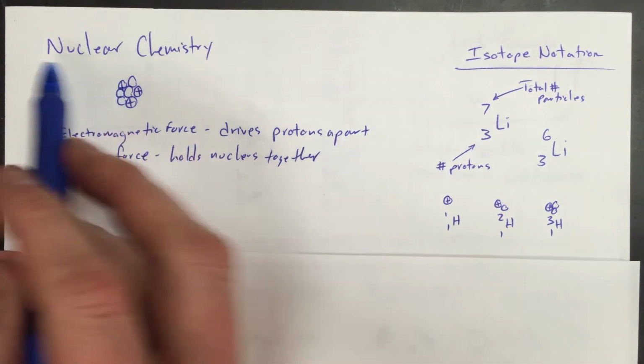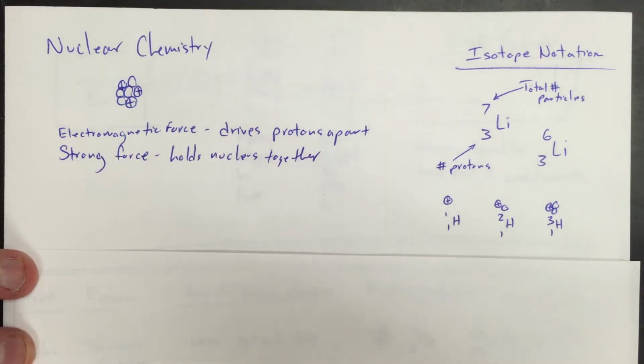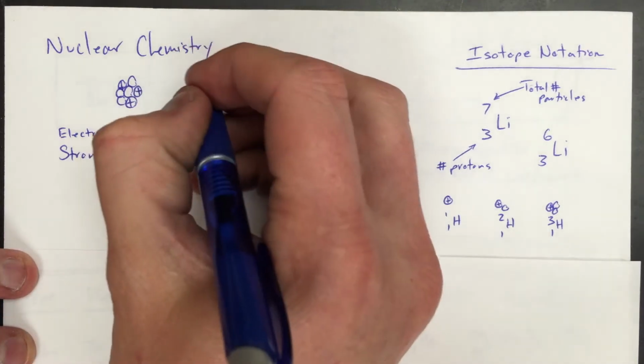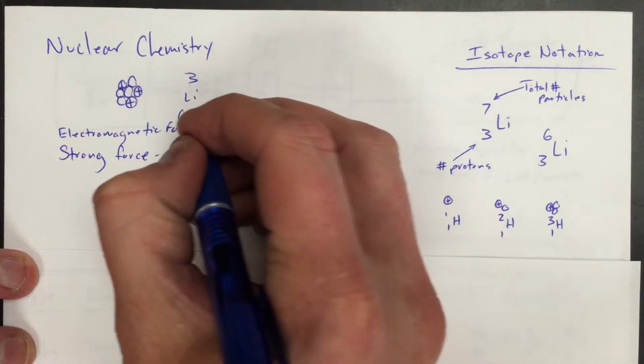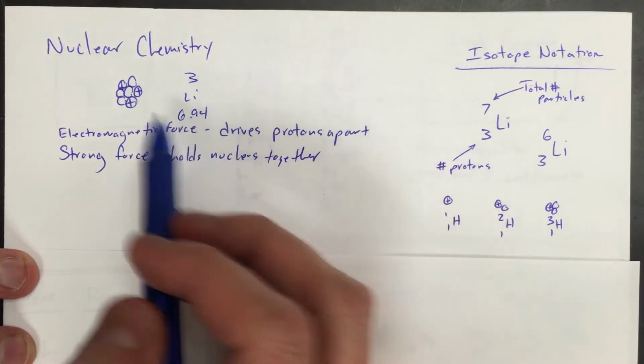So, first part, nuclear chemistry, right? All nuclear chemistry takes place in the nucleus, stuff going on in the nucleus. So, this is a nucleus of lithium. We know it is lithium because it has 3 protons and 4 neutrons and a mass of 6.94. We can draw the nucleus of any element from its information on the periodic table.